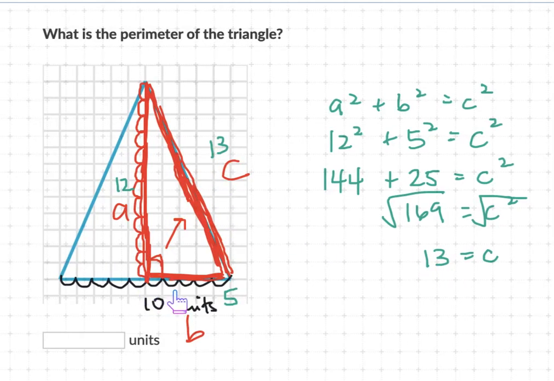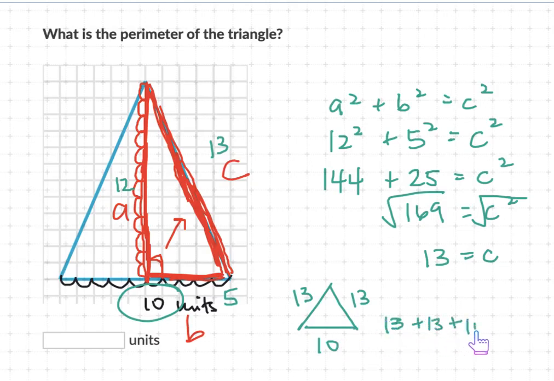So I have a 10 on the bottom. If we were to redraw it, it's 10 on the bottom. We found 13 here. And we can assume that this side is also 13 because it's an isosceles triangle where both sides are the same. And then I can add those up, which will give me 13 plus 13 plus 10 as 33 units.